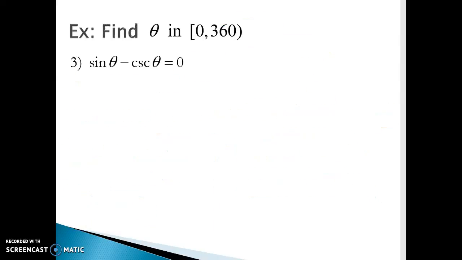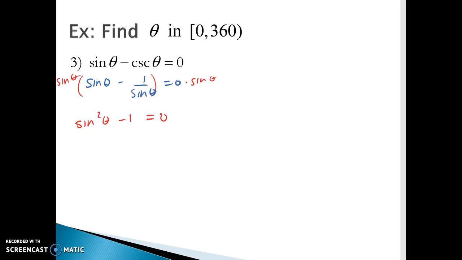All right, now in example 3, we want to use the same idea that we did in example 1. We are going to rewrite cosecant as 1 over sine, and then to get ourselves a quadratic, we are going to multiply everything by sine. So I multiply the left by sine theta and the right by sine theta, and that leaves me with the problem sine squared theta minus 1 equals 0.